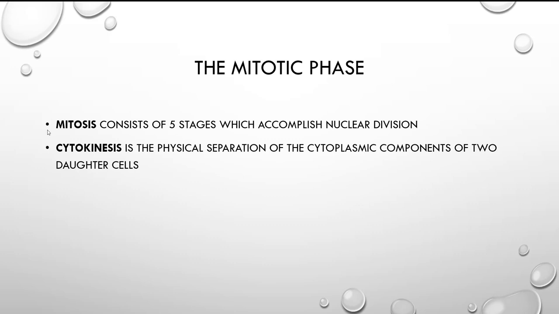Mitosis is basically the series of events that take place to separate the contents of the nucleus. Cytokinesis is the physical separation of the cytoplasm into 2 daughter cells. So think of mitosis as the 5 stages we're going to talk about, and then cyto means cell, kinesis means dividing. So it's the actual physical dividing of the cell. We'll go through mitosis in detail, as well as cytokinesis.